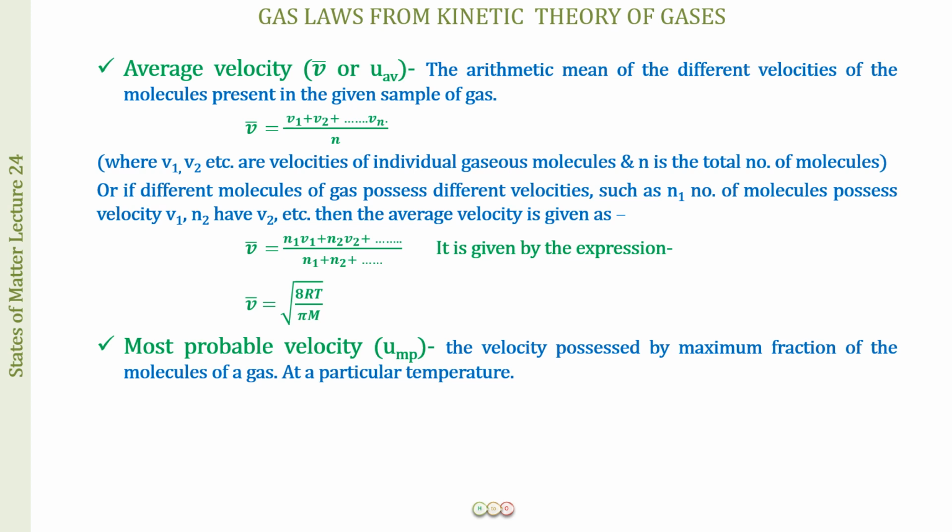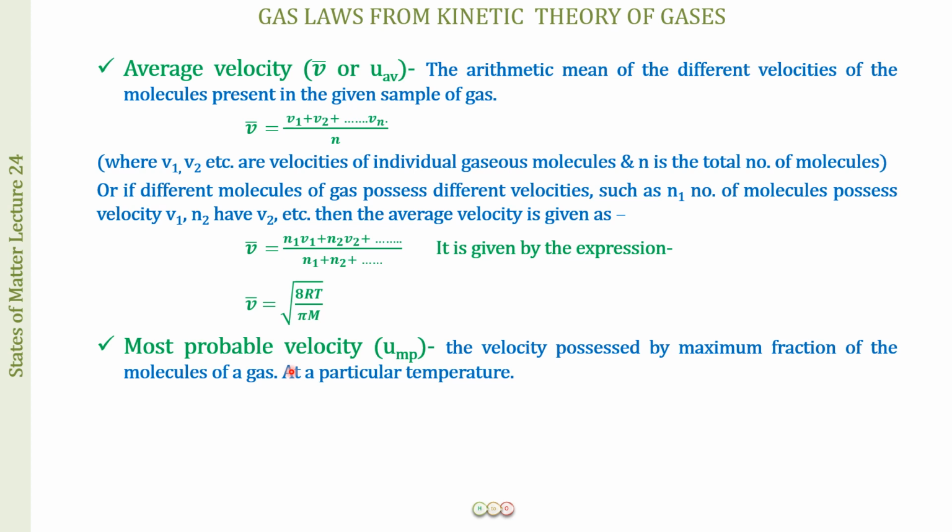So now we have the most probable velocity. Okay, so the most probable velocity is the velocity which is possessed by the maximum fraction of the molecules of a gas. There are going to be many molecules of a gas. Some may be possessing very low velocity, some may be possessing very high velocity.